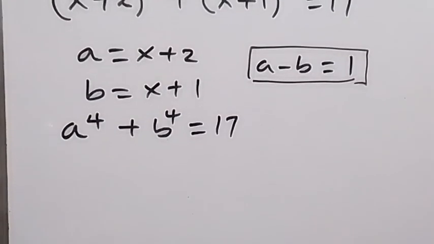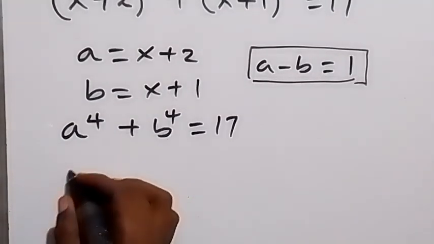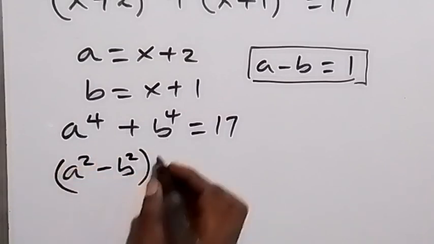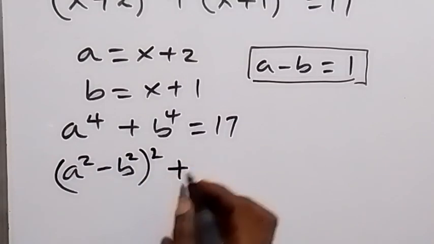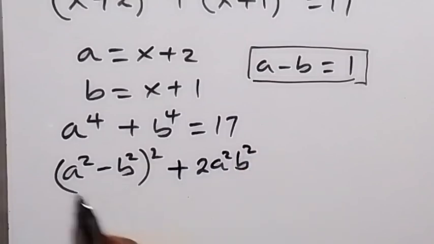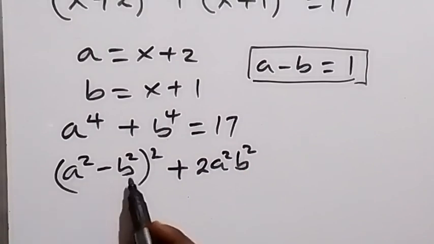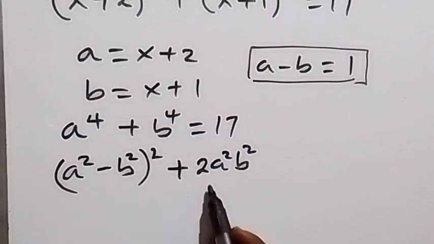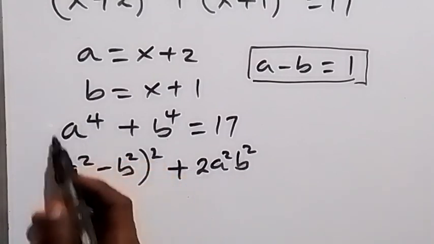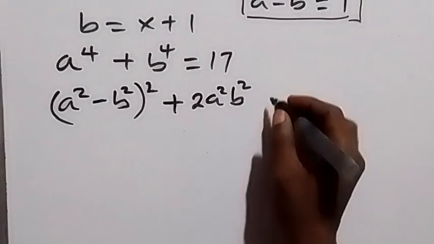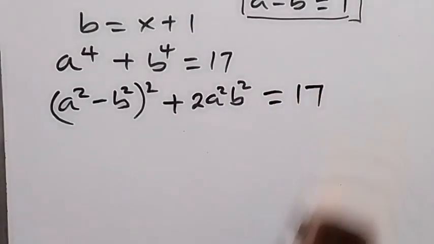We can write a raised to power 4 plus b raised to power 4 as a square minus b square, then all square. Now, we should understand that we need to add 2a square b square here. Because when we expand this, what we have will be a raised to power 4 plus b raised to power 4, then minus 2a square b square. That is why we added this, in order to have a raised to power 4 plus b raised to power 4 only, which equals 17 now.